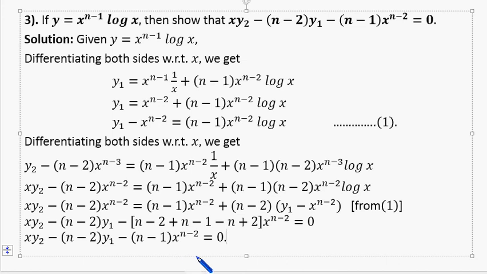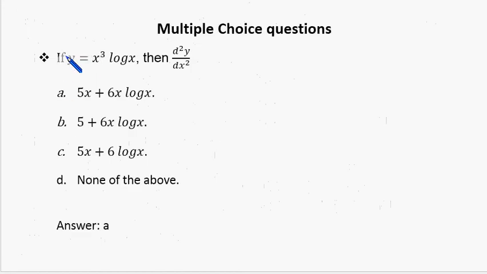We can move on to the next multiple choice questions. The first one: if y is equal to x cube into log x, then find the second order derivative of y. The first option is 5x plus 6x into log x. The second option, B, is 5 plus 6x into log x. C is 5x plus 6 log x. And the fourth option is none of the above. The answer is A.